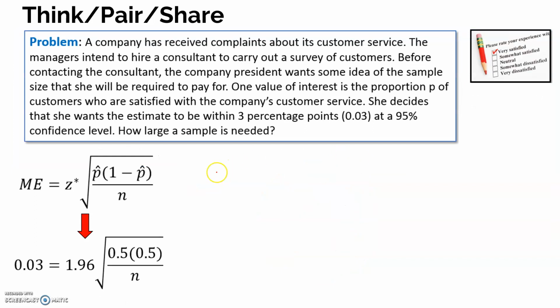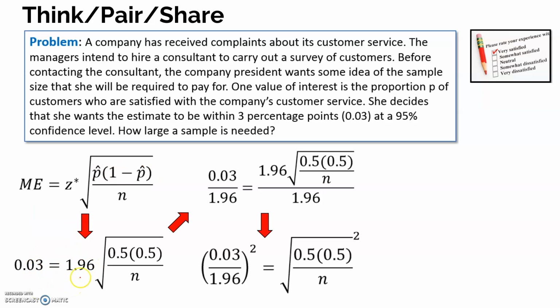So here we go. We use that margin of error formula. That's part of the confidence interval. And we're going to plug in our margin of error, plug in that Z star value here, plug in our p-hat. So if p-hat is 0.5, then 1 minus p-hat will be 0.5. Okay? So remember, next step is division. Divide both sides by 1.96. So these will cancel out. Don't divide this quite yet. Just leave that alone. And then we're going to square both sides to undo the square root here.